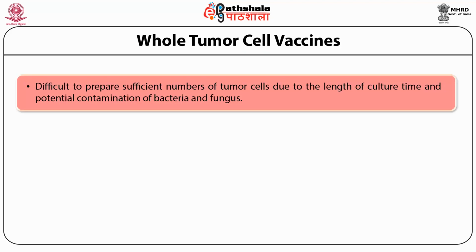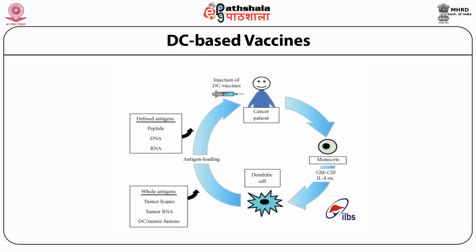If in vitro, in the culture, we have the tumor cells, it is difficult to expand those tumor cells because tumor cells will acquire bacterial and fungal infection more than the normal cells in the culture. However, whole tumor cell vaccine is one of the methods being tried for tumor mass reduction. Now I'm explaining dendritic cell based vaccine.